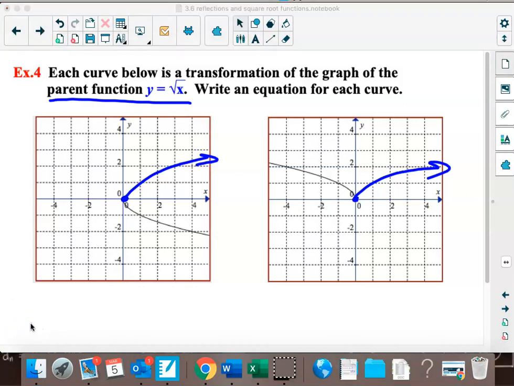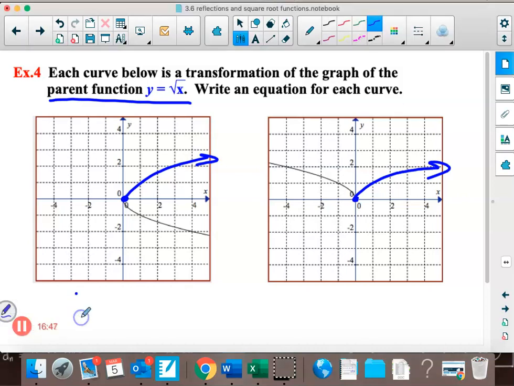Is this an x-axis reflection or a y-axis reflection? It's an x-axis reflection, which means are we going to multiply the x by -1 or the y by -1? The y by -1. Now remember, when you're writing these equations, if y equals root x and we multiply the y by -1, where does the negative go? Inside or outside? Outside. Okay.